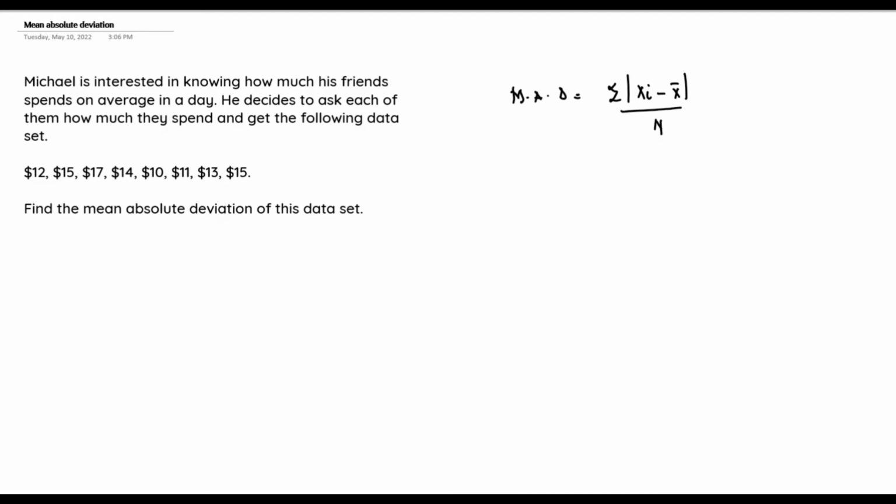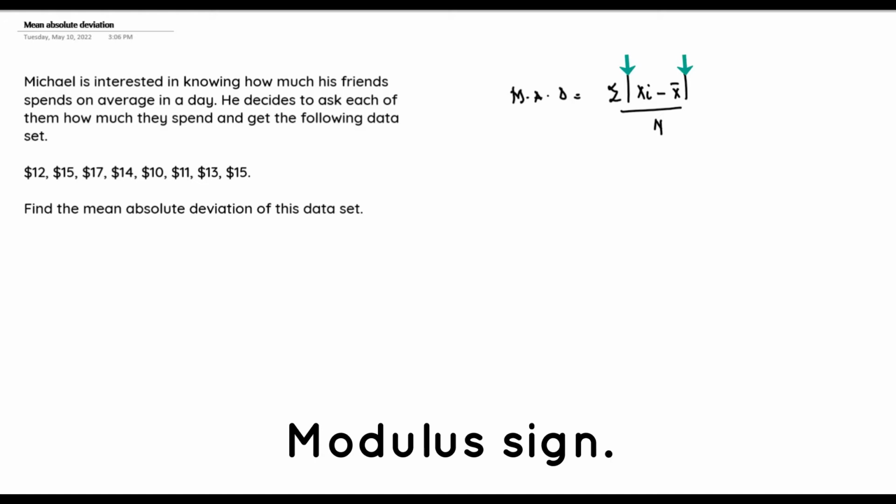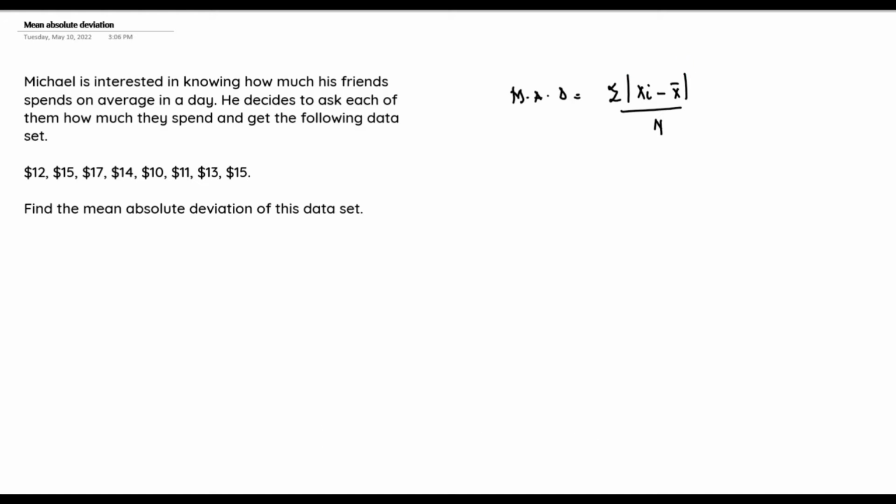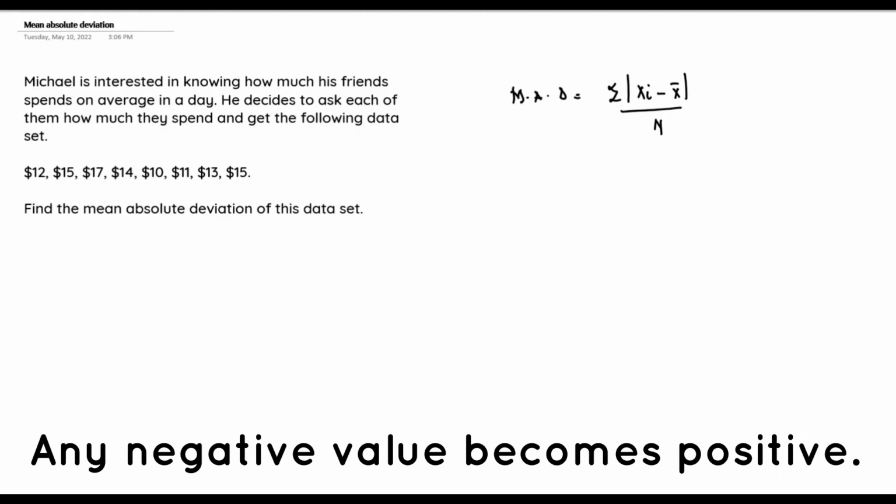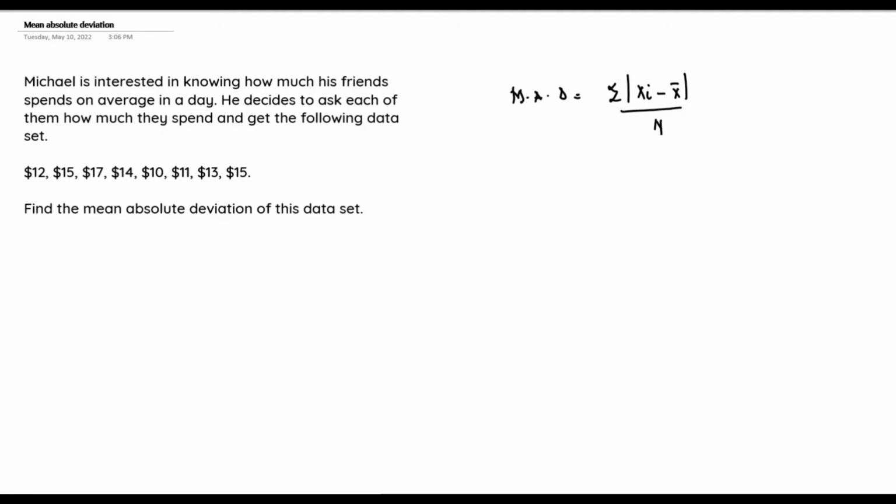We have two vertical lines which act as the absolute sign or the modulus sign, and that simply implies that any negative value we have in this data set, by subtracting the mean from the individual variables, is going to be a positive value. That is, we can never have a negative value when subtracting in this case, because we have a modulus sign. So that being said, the first step in getting the mean absolute deviation is for us to get the value of the mean.